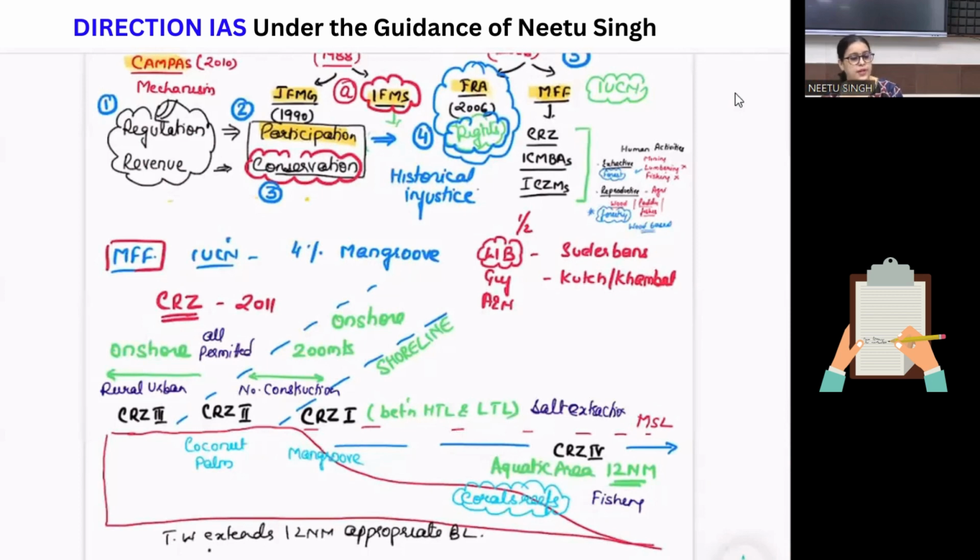Are coastal regulation zones sufficient for MFF? No, along with the coastal regulation zone you will have to add important coastal marine biodiversity areas. Let's talk about what they are. Important coastal marine biodiversity areas are those wildlife refuges which fall into the coastal domain.